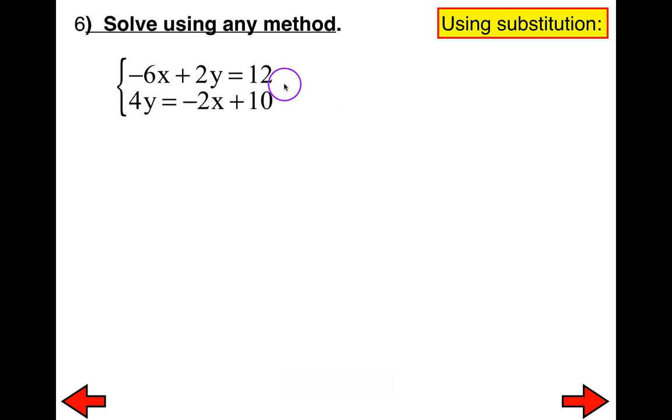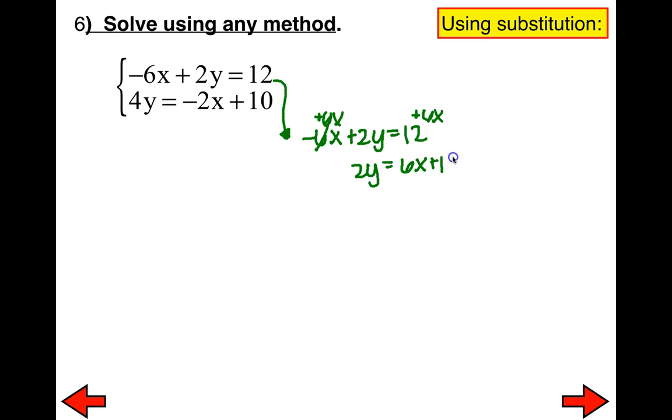So what could I have also done? Well, I could have also isolated one of these variables, maybe an x or a y. So let me just show you real quick. I'm not actually going to use substitution for this one, but I just want to show you. So here, if we have a negative 6x plus 2y equals 12, I'm going to isolate the variable with the smaller coefficient just because there's a less chance that I would end up with a fraction that way. So I'm going to go ahead and add 6x to both sides, leaving me with 2y equals 6x plus 12. Now I can divide everything by 2, leaving me with y equals 3x plus 6.